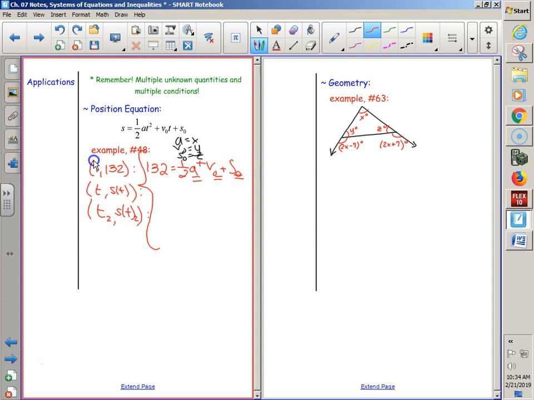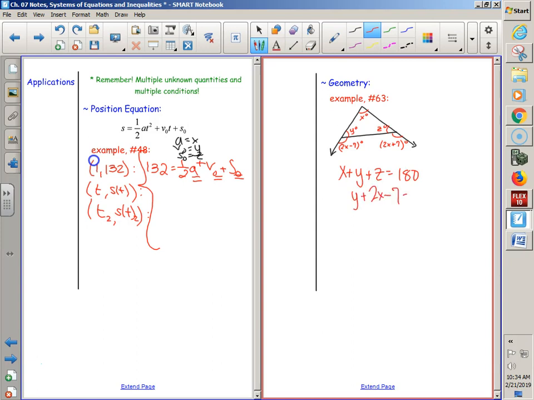Now geometry, what's going on there? Oh, wait a minute, hold on, this is a triangle. So angles x plus y plus z have to add up to 180. Wait, these two are supplementary. So y plus 2x minus 7 equals 180, and these two are supplementary. 2x plus 7 plus z equals 180. That's 180, that's 180, that's 180.